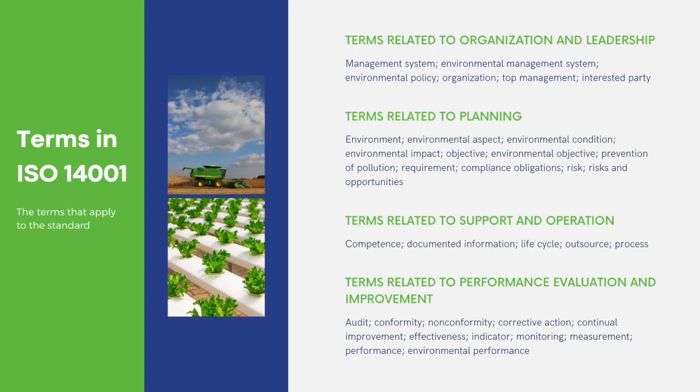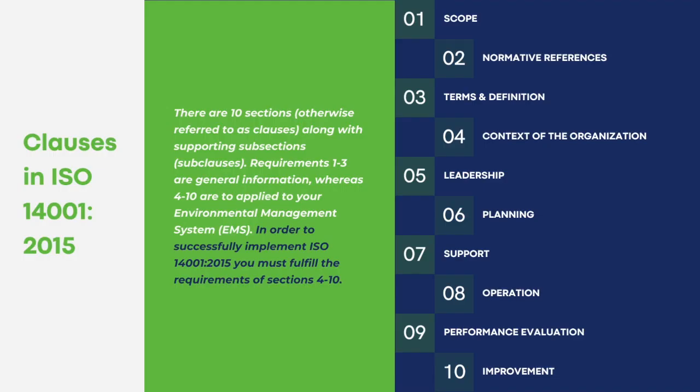The ISO 14001 requirements are separated into 10 different sections, or otherwise referred to as clauses. At the core of this ISO are the first 3 clauses that deal with the terms and definitions, the scope of the standard, and the standard's terms and definitions. There are no requirements in these 3 clauses, but they do provide a deeper understanding of the intent and the terminology used throughout the standard.